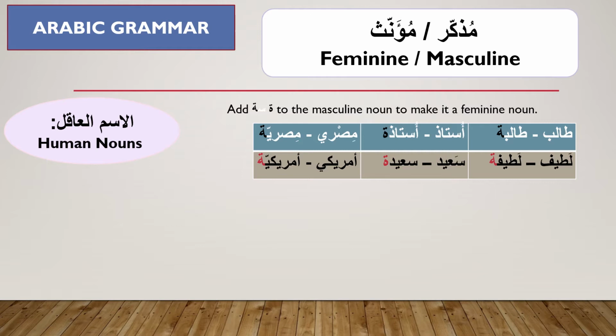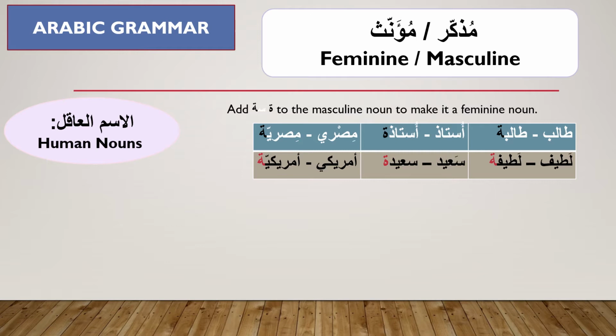Adjectives like latif, female latifa, سعيد, female سعيدة, أمريكي, female أمريكية. Latif means a nice boy or a nice girl or a nice man. Latifa, a female. Saeed is happy, the female سعيدة. Amriki is an American man, the female أمريكية.